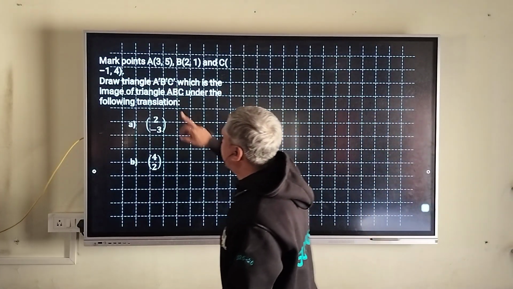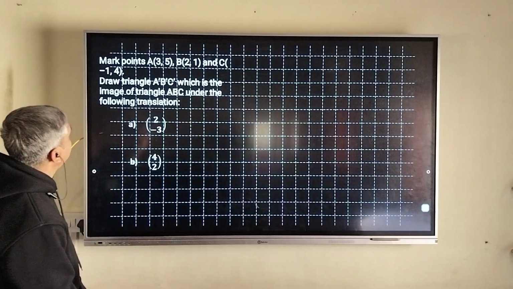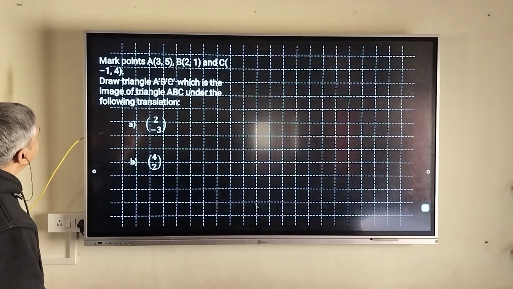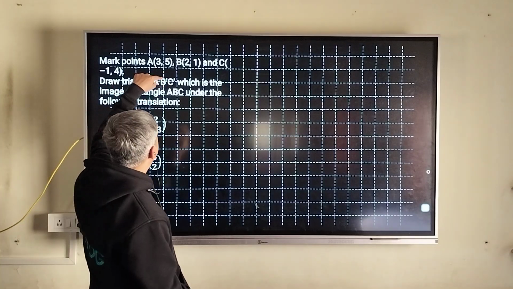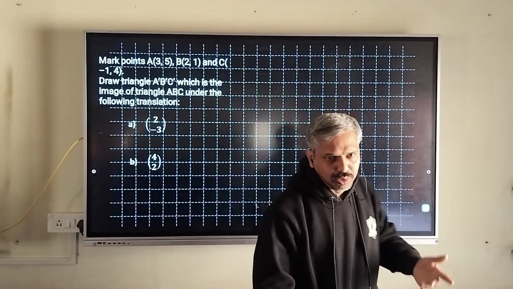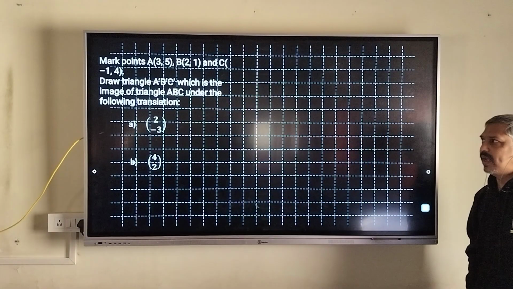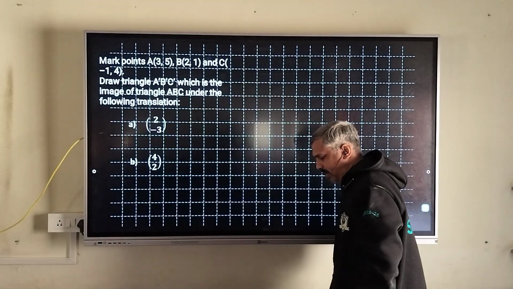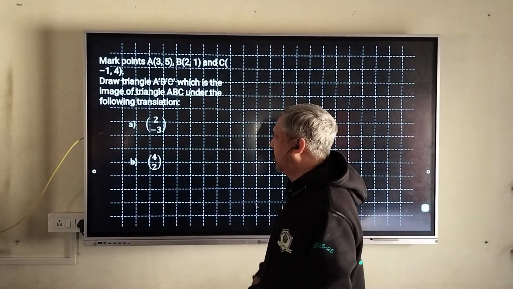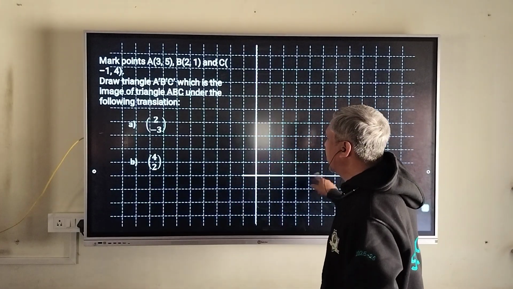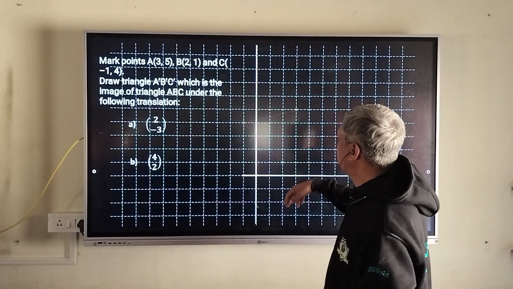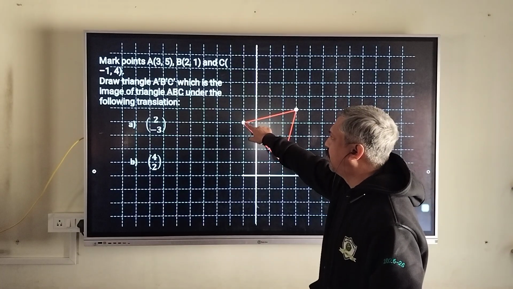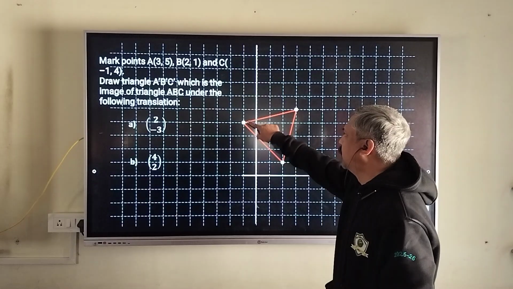Now we'll talk about the translation. Mark points A 3, 5, B 2, 1 and C -1, 4. Draw the triangle A dash B dash C dash, which is actually an image of the triangle ABC under the following translation. That means we have to show what is formed after the translation. The points A 3, 5, B 2, 1 and C minus 1 comma 4. The triangle ABC is shown.